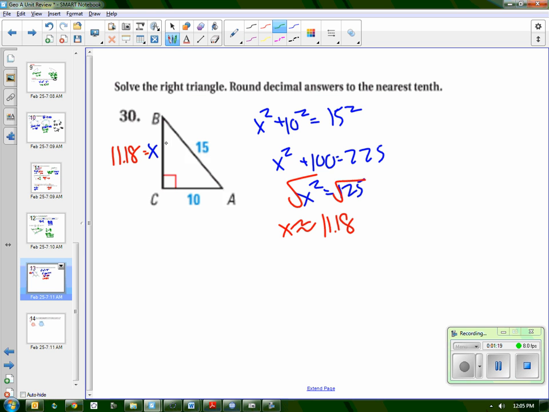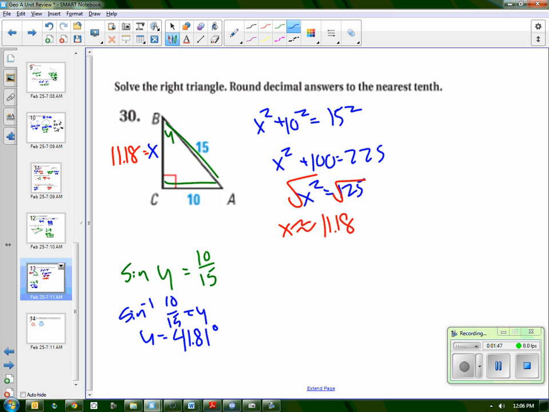Now I need to find, let's call this angle B, let's call him y. Let's see, I want to use 10 and 15, so that's the opposite side, and that's the hypotenuse. Opposite hypotenuse. So, sine of y is opposite over hypotenuse. So I better use inverse sine of 10 over 15. That'll give me my y. Once I do that, the inverse sine of 10 over 15 is going to be about 41.81 degrees.